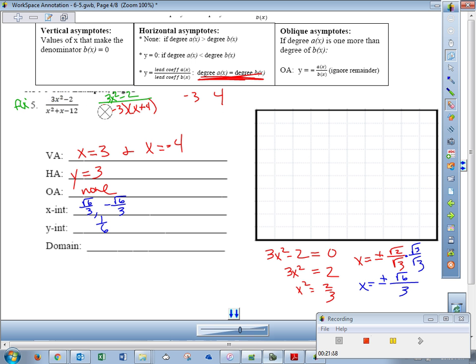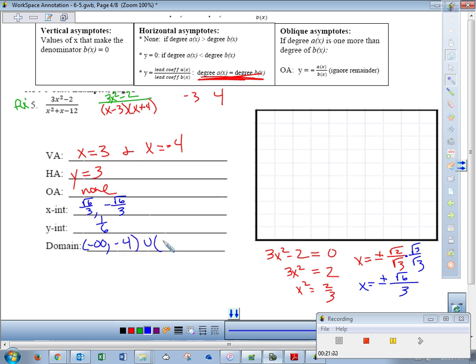So, domain, we got no holes, we got two bad numbers, from negative infinity to, be careful, a lot of people put 3 first, so you got to start with the smallest one, which is negative 4. And you start over again at negative 4. We've got another bad number at 3. Start over again at 3. Go to infinity.